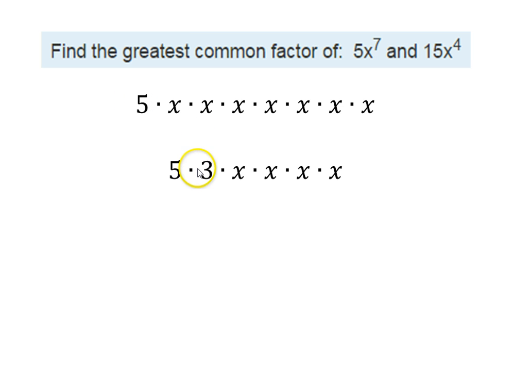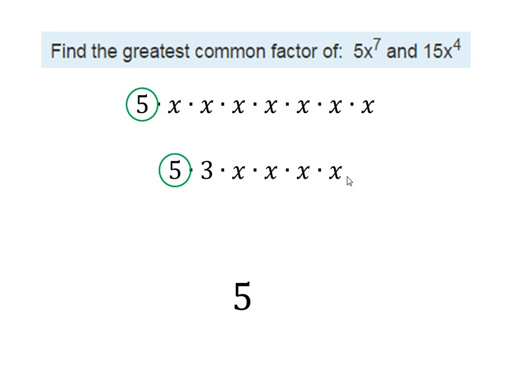What do these two have in common? The first thing they have in common is a 5. They both have a 5. So a 5 is going to be in the common factor of this. What else do they have in common? They don't have a 3 in common, so that's not a part of the greatest common factor, but they do have some x's in common.